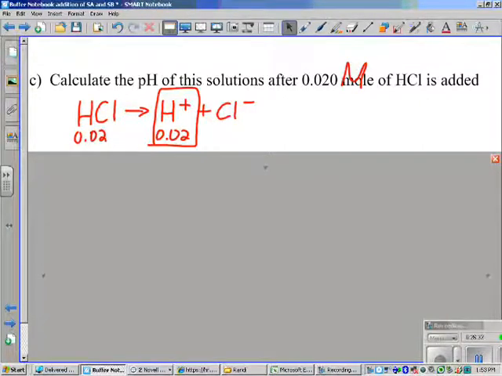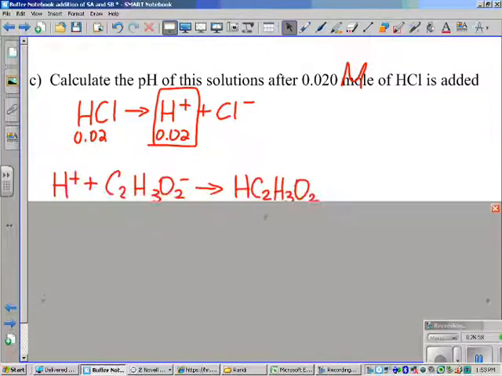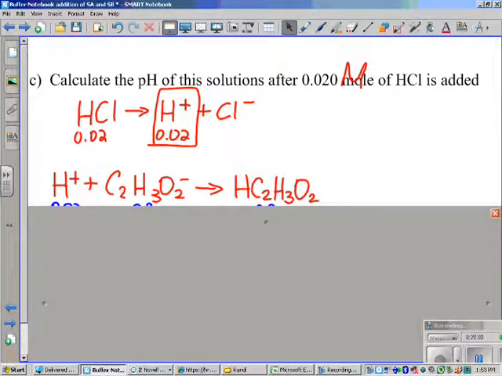So now take the H+ and see if you can figure out what ion we need to show it reacting with. So again, think about H+ being acidic. If it's acidic, it needs to react with the basic part of the buffer, which is always going to be the common anion, which in this case is acetate ion, C2H3O2-. And it's making some weak acid.